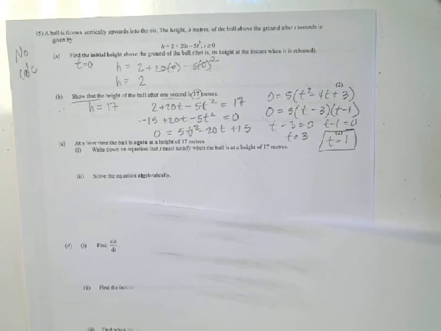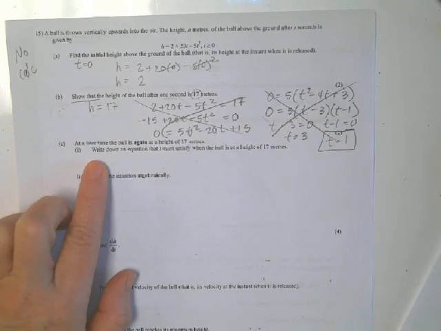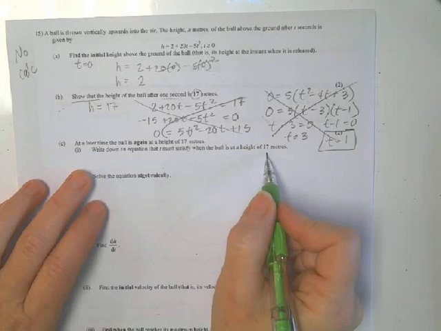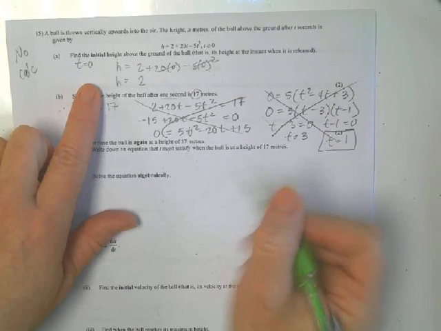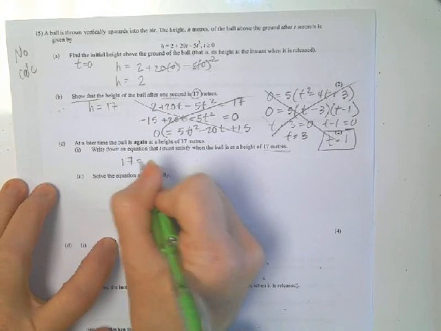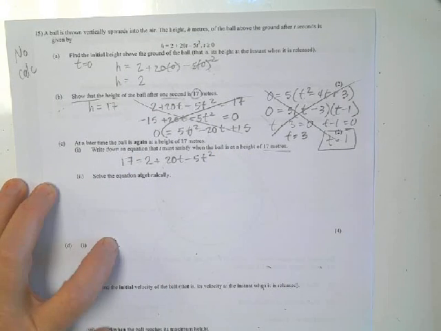All right, next question. So ignore this. That's not the way I'm supposed to do it. Okay, at a later time, the ball is again at a height of 17 meters. Write down an equation that t must satisfy when the ball is at a height of 17 meters. Okay, so if the ball is going to be at 17 meters, that's my height. So 17 is equal to 2 plus 20t minus 5t squared. That's the equation that we need to solve.